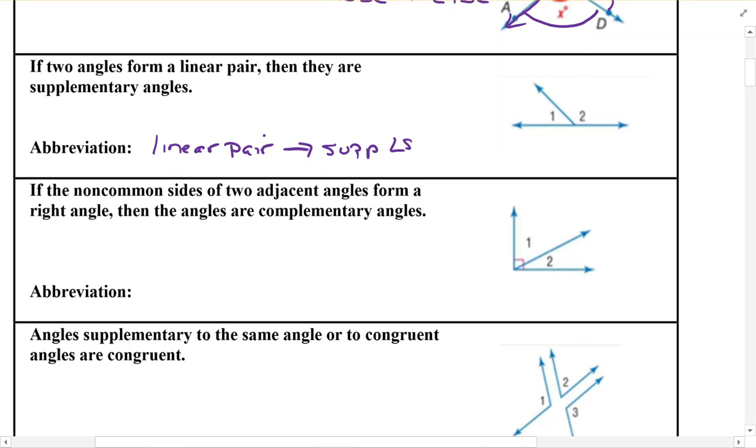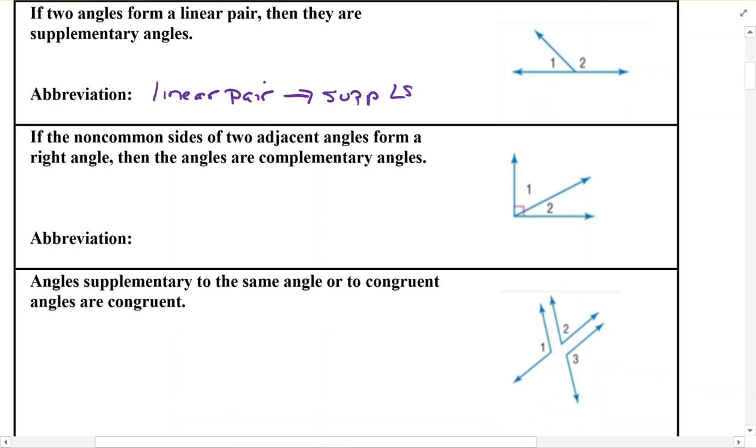If the non-common sides of two adjacent angles form a right angle, then the angles are complementary. So our shorthand would be: two adjacent angles, if they form a right angle, then they are complementary angles.